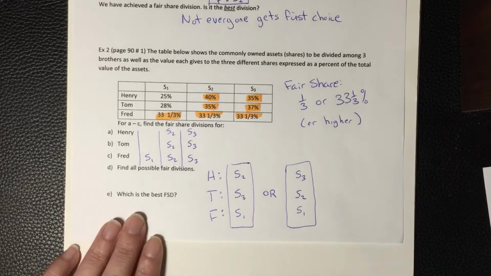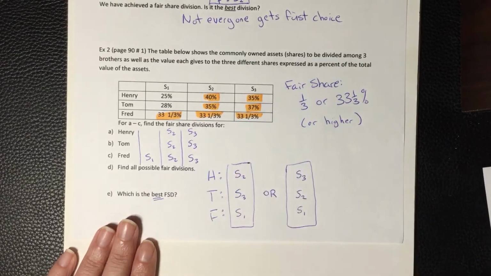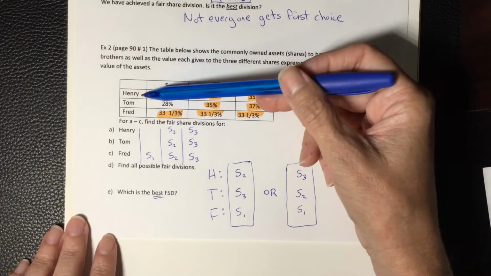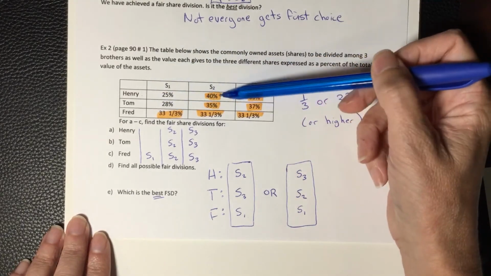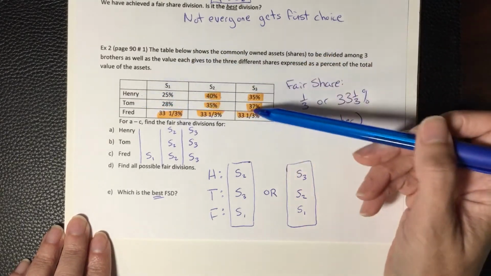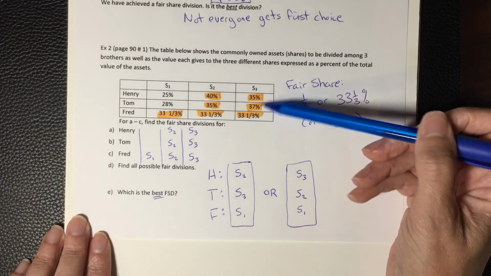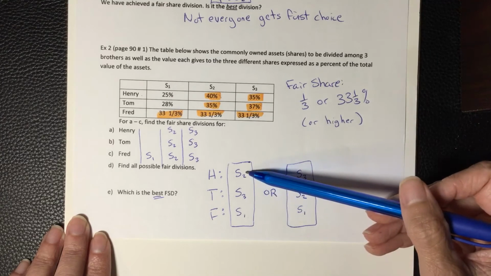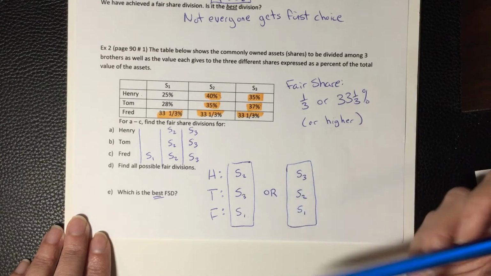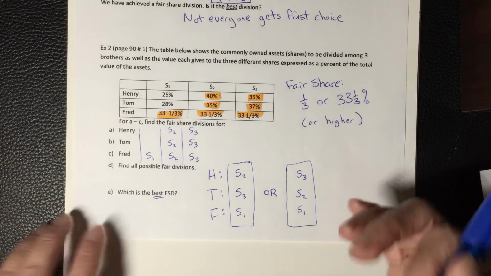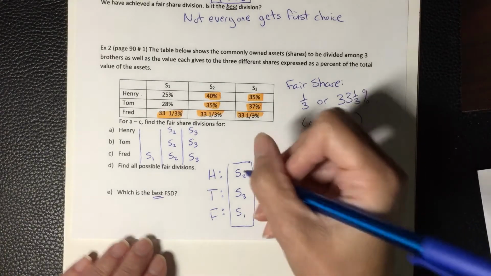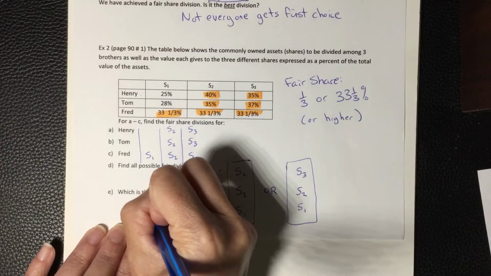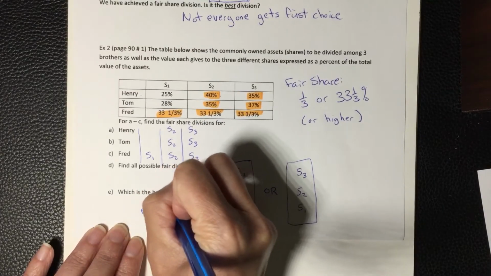And if we wanted to go with the best, we would see if any of them gave everybody their first choice. So Henry's first choice, he ranked share 2 as the highest. Tom ranked share 3 as the highest. And Fred didn't care at all. So if we look at our first division, this kind of gives everybody their first choice, or in Fred's case, he didn't care which one. So I would say this one is the best because everyone gets their first choice.